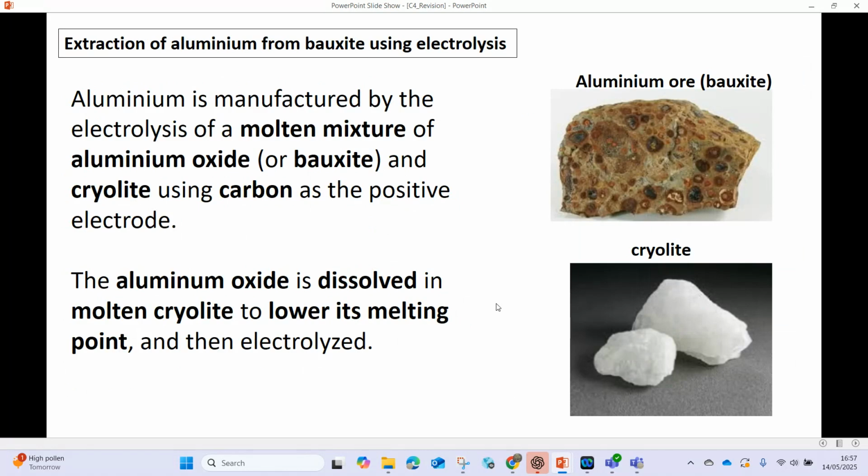So let's look at aluminium ore again. Aluminium is manufactured by the electrolysis of a molten mixture of aluminium oxide. Aluminium oxide has another name, bauxite. You also need to put cryolite in and use carbon as the positive electrode. Aluminium oxide is first of all dissolved in molten cryolite. And there you can see solid cryolite. Molten cryolite is melted cryolite, which just helps to lower the melting point of aluminium oxide. Then you can carry out electrolysis.